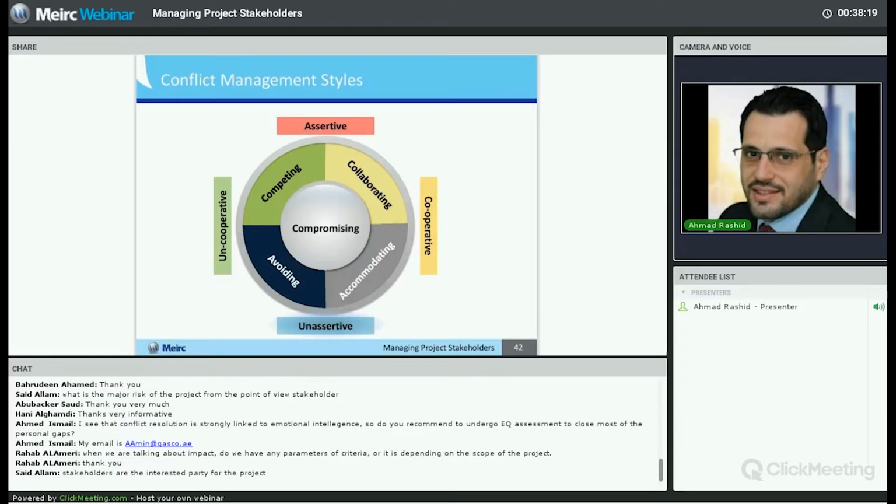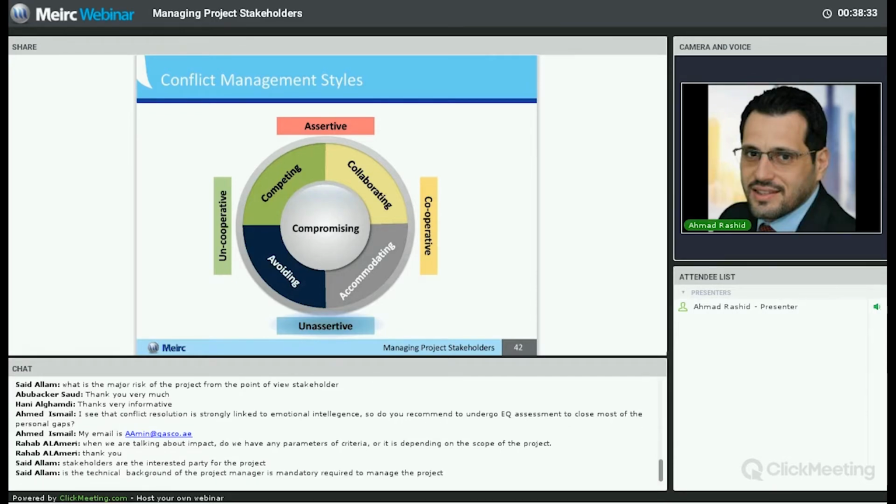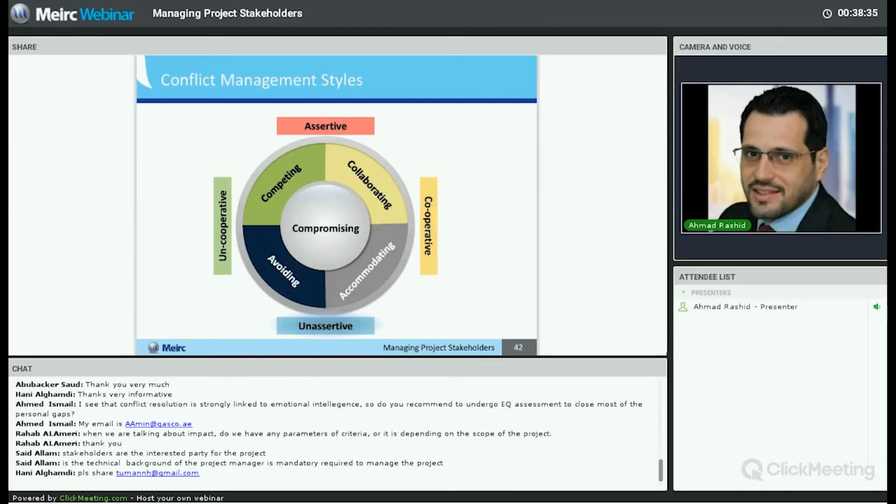And if you are interested, I can share with you a very nice assessment that we have, and it can give you exactly how your emotional intelligence is working and what the areas for improvement and the areas of strength are under emotional quotient. And nowadays, we are always promoting having highly emotionally intelligent project managers because it really makes a difference if the project manager is emotionally intelligent or not. Ahmed, we will be sending you the templates.